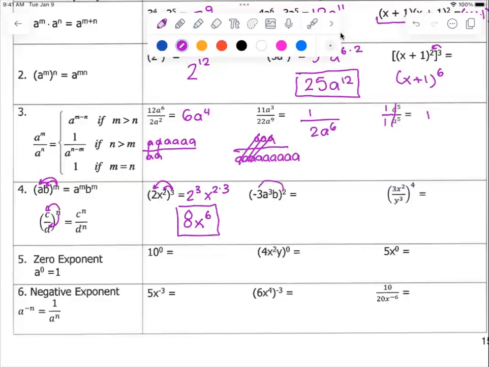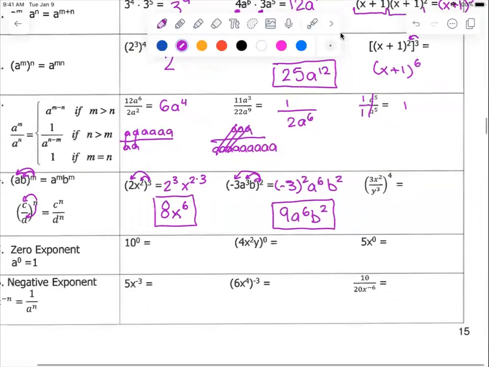Next one, this squared is going to go to all parts. There's 3 parts. So you have negative 3 to the second. And then you have 3 times 2 is 6. And then 1 times 2 is 2. That b has a 1 there. Negative 3 squared is a positive 9. See how the negative 3 was in parentheses? So when you square it, it's negative 3 times negative 3. If you used your calculator and you don't use parentheses, it will mark you wrong.